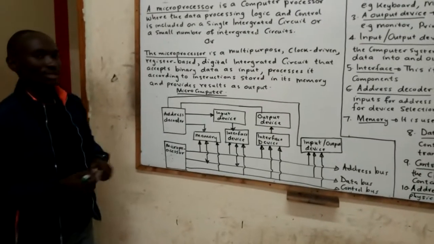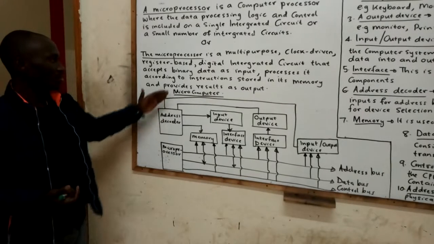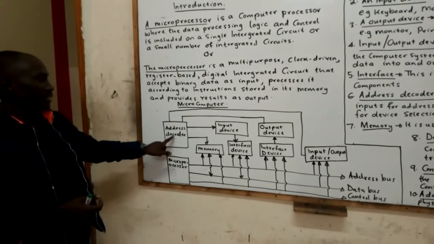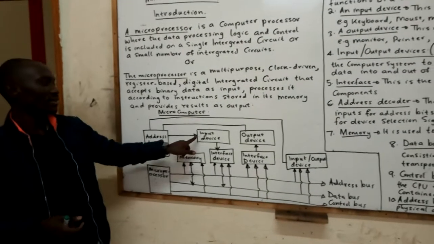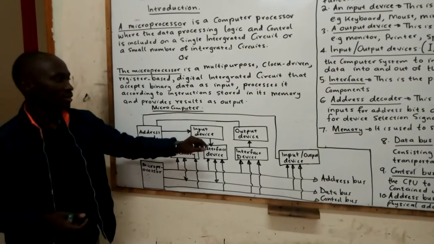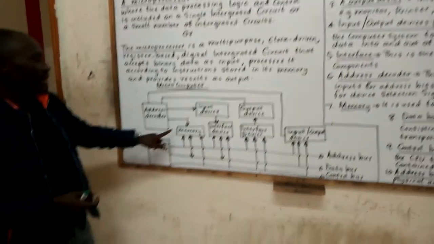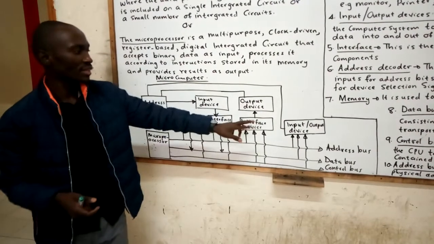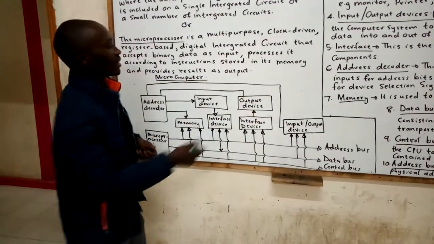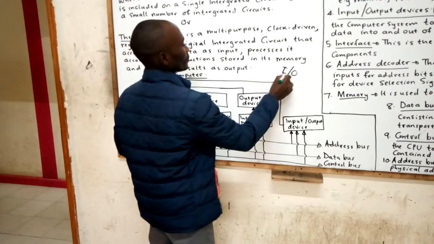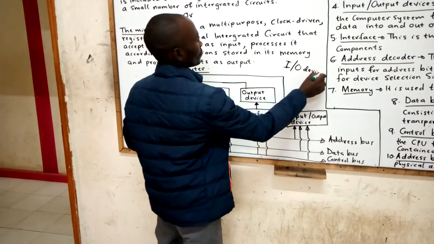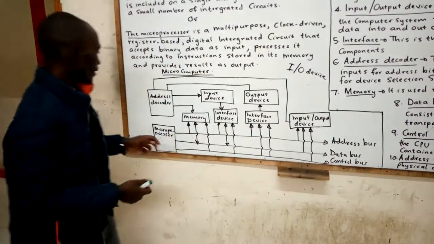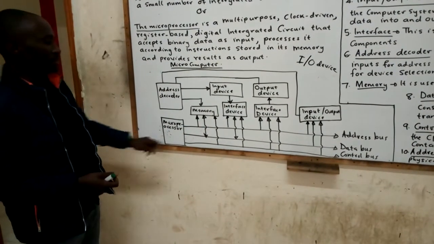So let's get to the block diagram of a microcomputer. A microcomputer has got several components. The first component is the address decoder. The other one is the input device. The other one is the output device. We have the memory. We have the interface device. Also, the input/output device, and they are abbreviated like this. Once you see that, you have to recall that it is the input/output devices. Then the other component is the microprocessor.